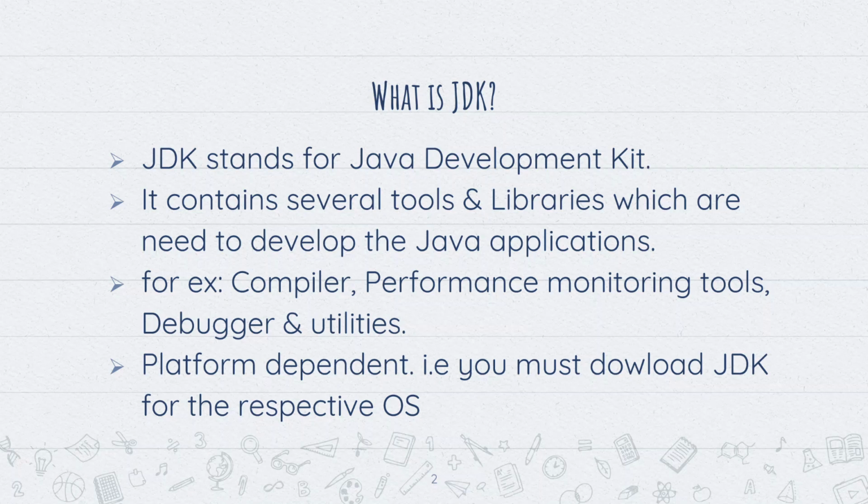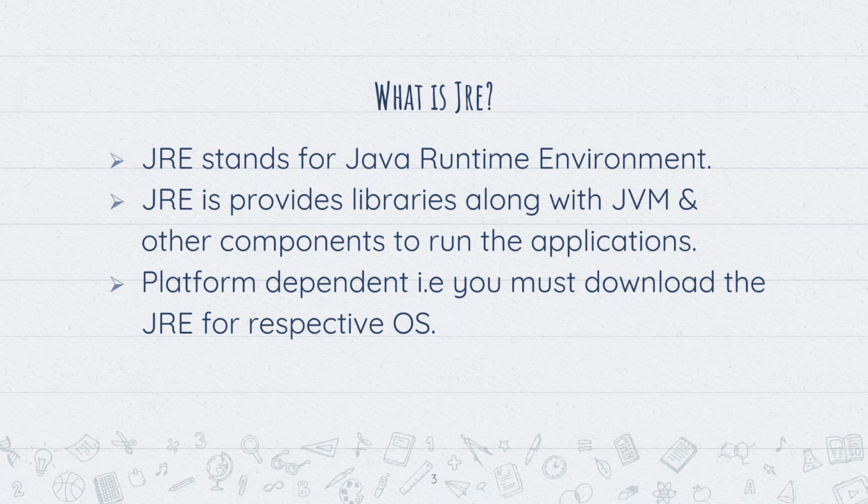And JDK is platform dependent, which means, for example, if you have a Windows OS, then you need to download the JDK software which is written for Windows. And if you are using a Linux OS, then you will find a JDK which supports the Linux operating system. Similarly, if you are using a different operating system, then you need to download the respective JDK. So that is for the JDK, and we'll move to JRE.